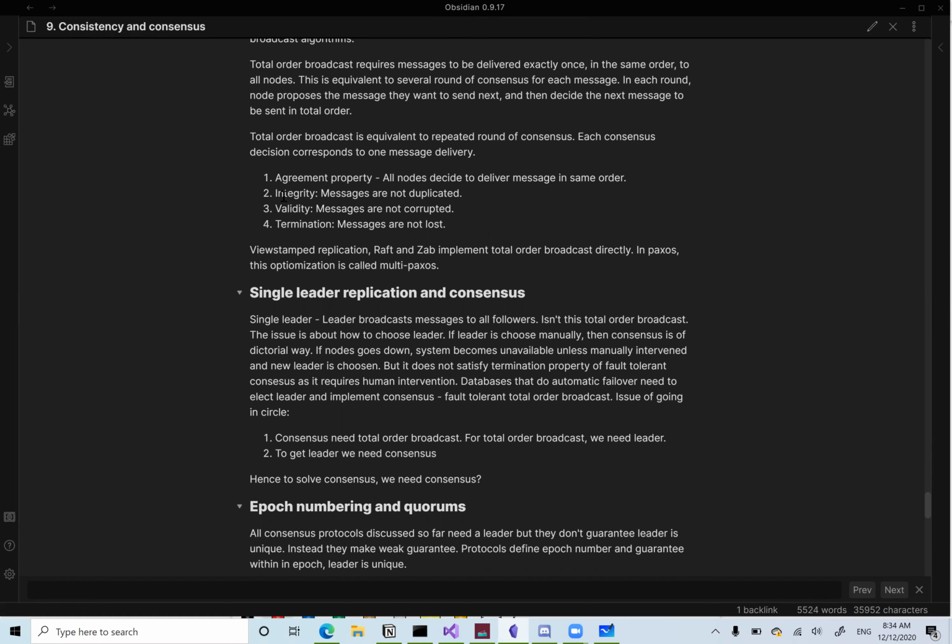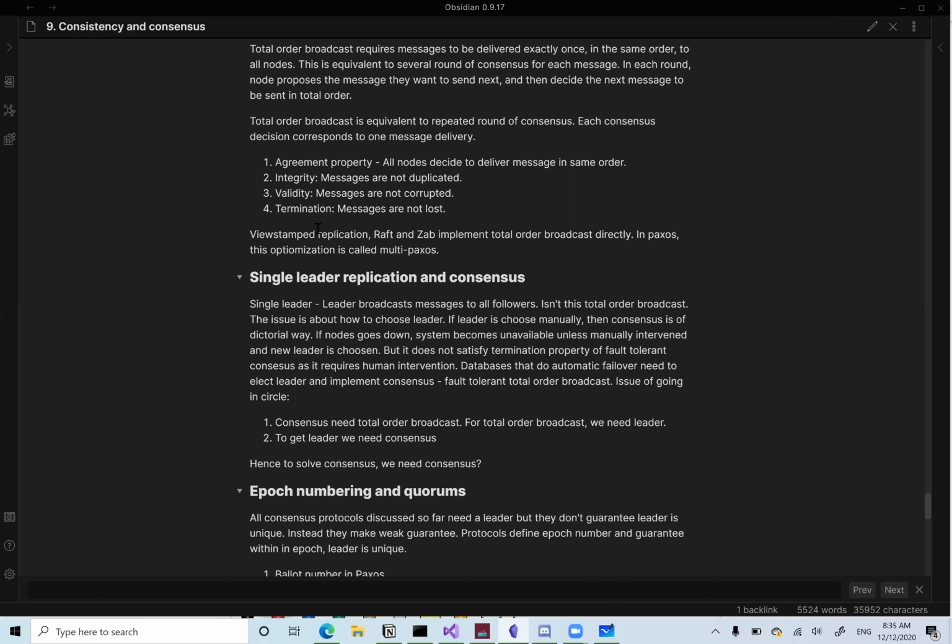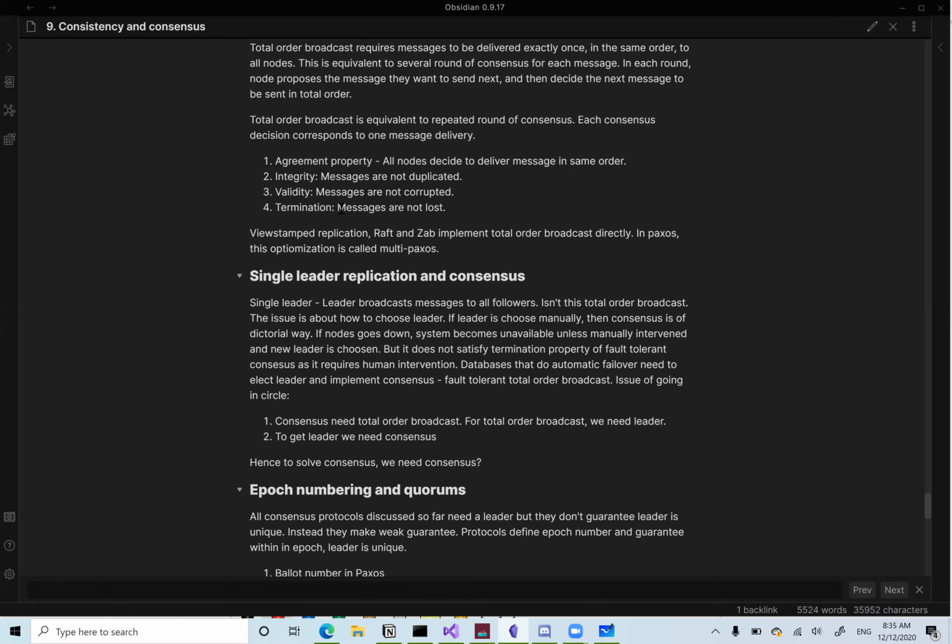and it follows all the four properties that we have discussed: all nodes decide to deliver the messages in the same order, right? Agreement; integrity, messages are not duplicated; validity, messages are not corrupted; and termination, messages are not lost. But can we discuss a bit why messages could not be duplicated?